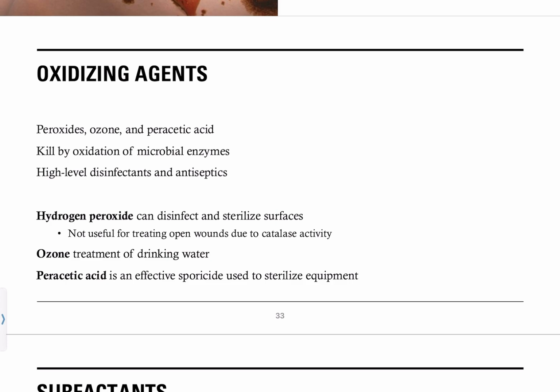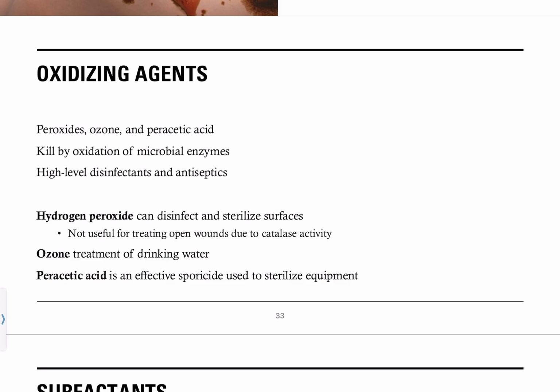Ozone is really effective. It's a little bit expensive, but it's usually used as a disinfectant for water treatment, and not in the US. This is actually in Canada and Europe. They use it, but it's pretty good for water.